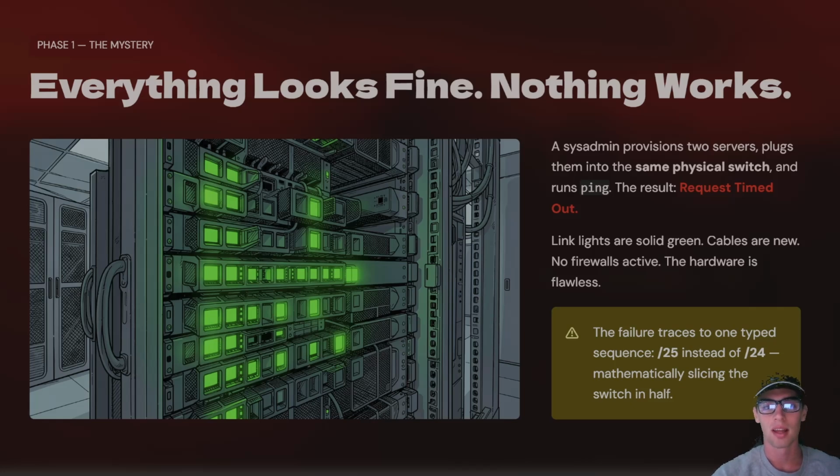Without realizing it, the administrator has mathematically sliced their local network hardware right down the middle. One server believes its neighbor is in the exact same room, while the other one believes its neighbor lives on an entirely different network segment. Before we trace the mathematical error, we have to uncover the binary calculations that computers run silently behind the scenes to determine their own structural boundaries.